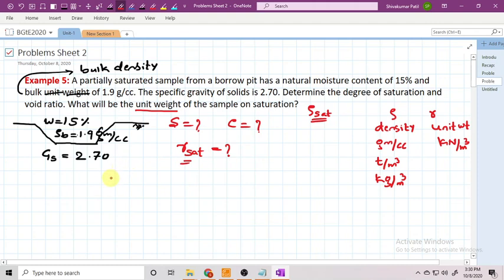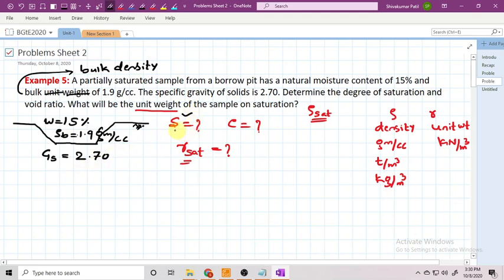Okay, so let me start here. They have given bulk density, and water content they have given. So what I can find out, I can find out the dry density, right? Or I can start like this. What do they ask? They ask the degree of saturation.